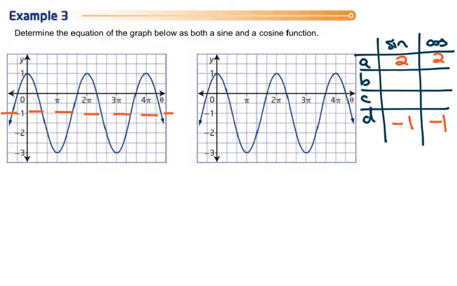B, the horizontal stretch or compression, we can go from peak to peak. So this peak at 0 to this peak at 2 pi. Again, these are measured in radians. We'll convert 2 pi to degrees, which would be 360. And we know that B is 360 divided by period length. So 360 divided by 360 is 1.